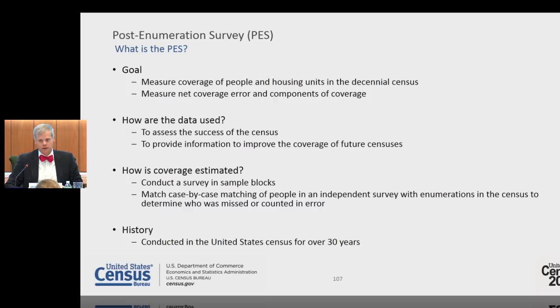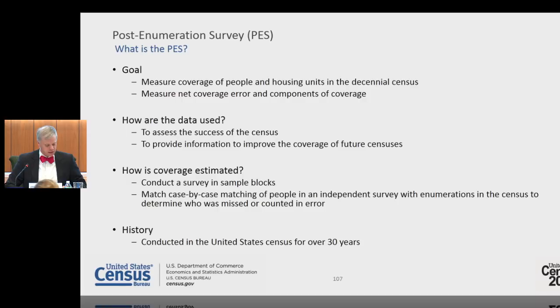The first method, called demographic analysis, uses administrative records, such as birth records and death records, and also uses migration statistics to form an independent estimate of the United States population. Census counts are compared to these estimates at the national level for broad demographic characteristics. The second method is the topic of this presentation, the post-enumeration survey. It uses both the census results and independent survey results to estimate the true population size.